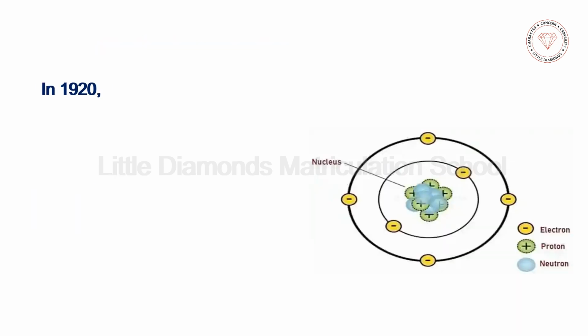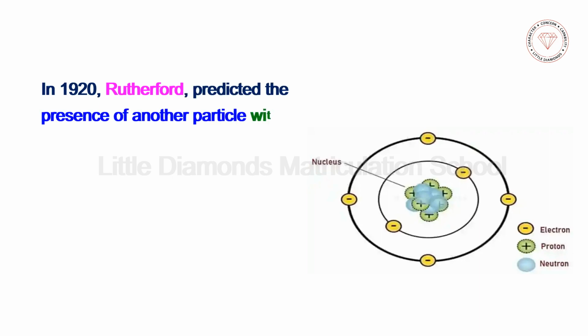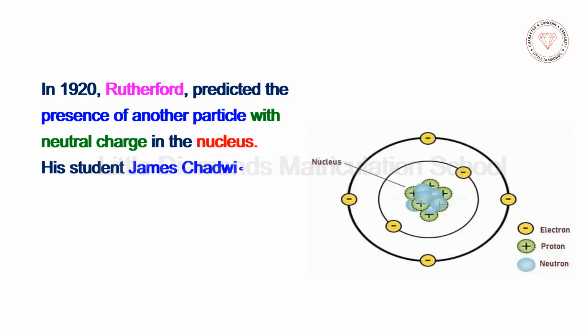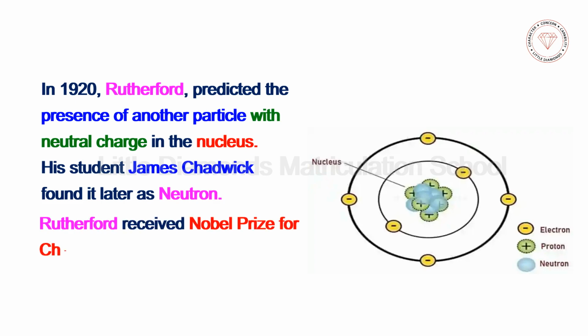In 1920, Rutherford predicted the presence of another particle with neutral charge in the nucleus. His student James Chadwick later found the presence of the neutrally charged particle and named it the neutron. Rutherford received the Nobel Prize for Chemistry for his theory.